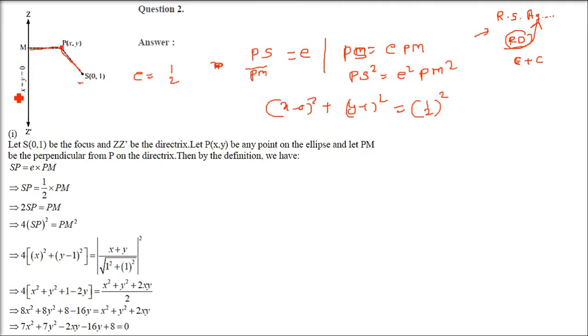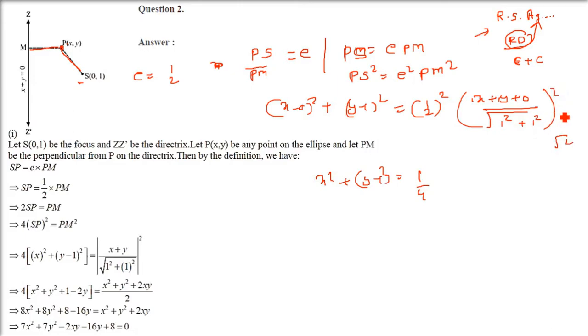Then what is the PM? The distance of this point (x, y) from x plus y equals 0. So you'll write it as x plus y plus 0, just to make it as ax plus by plus c. Take the coefficient of x and y, square them, add them, take the under root. But since we have squared it, the numerator will be squared and the root in the denominator will go. So the final equation you are going to get like this.